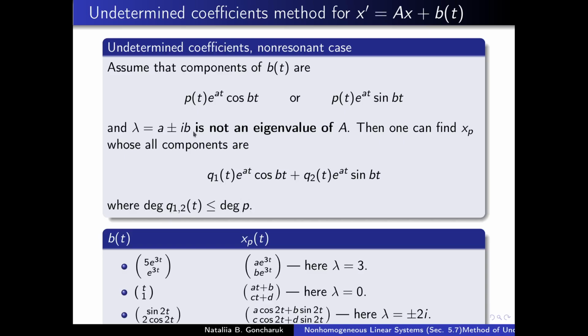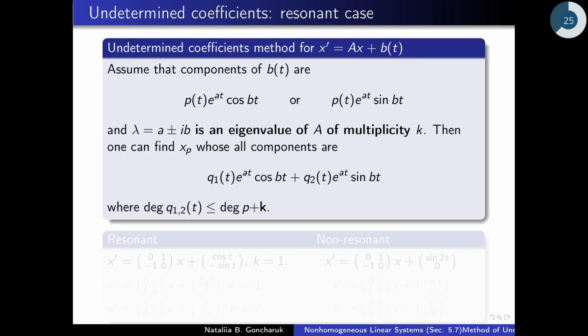Now, what happens when this condition is not satisfied? What happens when lambda is an eigenvalue of A? Then this result fails. There will be no xp in this form, but we can fix this by changing the form of xp. So let's discuss the resonant case.